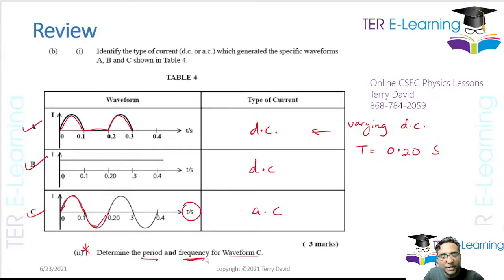And then to work out the frequency, my frequency is equal to 1 over T, which is 1 over 0.2. That's 1 divided by 0.2, and I'm going to get 5 hertz. So this here is 5 hertz. The unit for frequency is hertz.